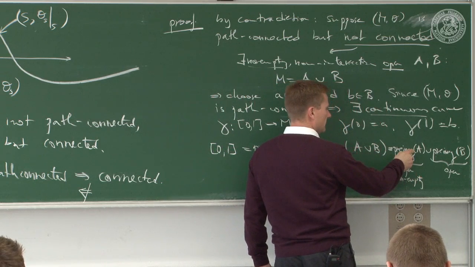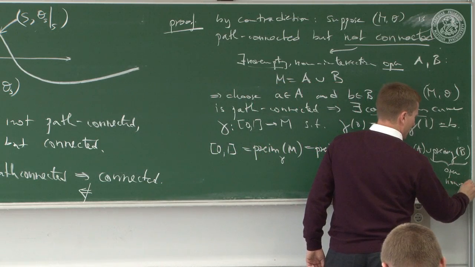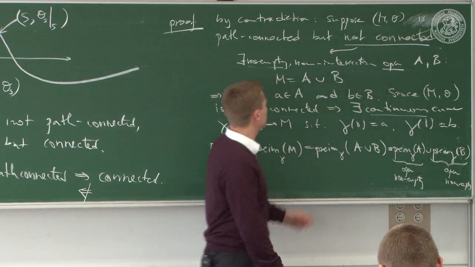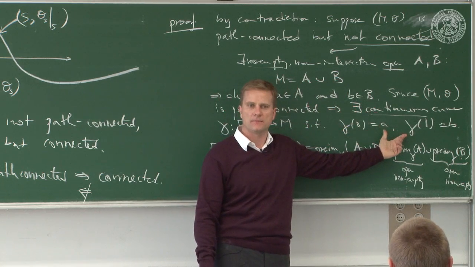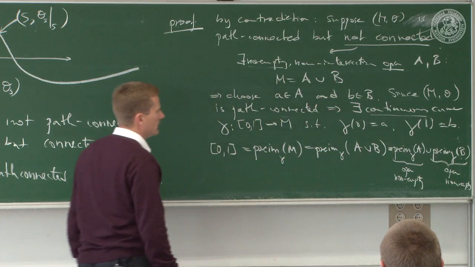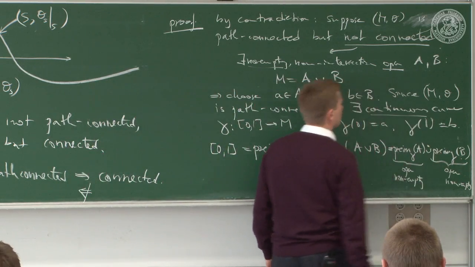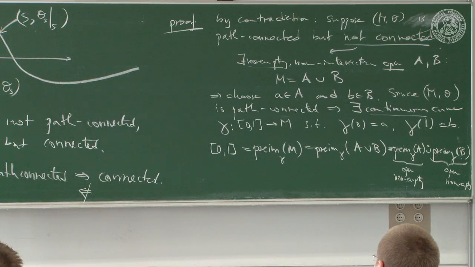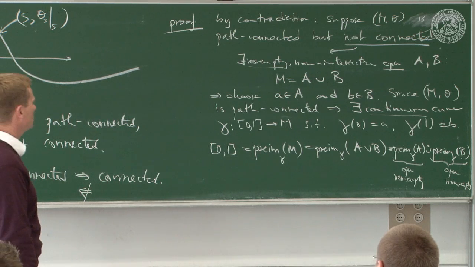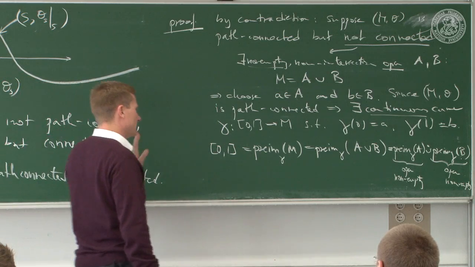So at least the 0 is in here, and at least the 1 is in here, because A and B are the curve endpoints. They're also non-empty, and they're non-intersecting. Hang on, what do we want to show? Ah, yeah, sure, everything is fine.